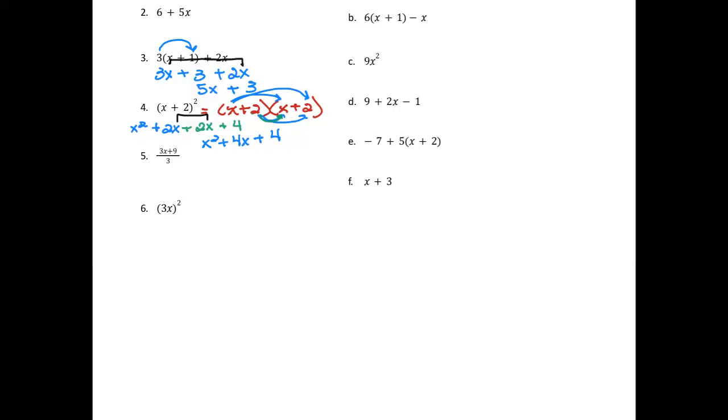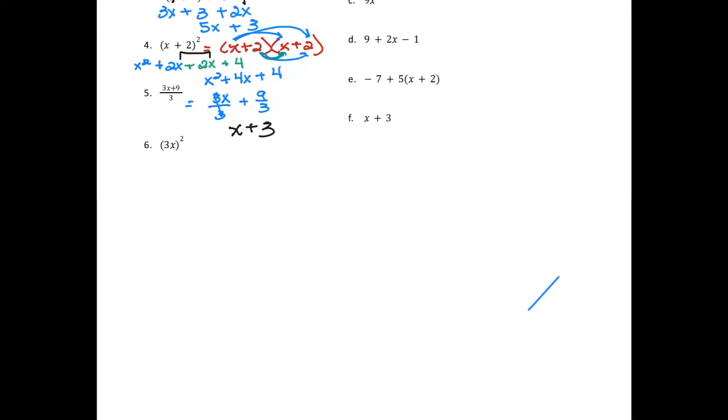Number 5, 3x plus 9 divided by 3. I would rewrite that or think of it as 3x divided by 3 plus 9 divided by 3. 3 divided by 3 simplifies out. You have x plus 9 divided by 3 is 3. And 3x, that whole thing squared, means you should be squaring both of these on the inside. So that's the same as 3 squared x squared, which is 9x squared.